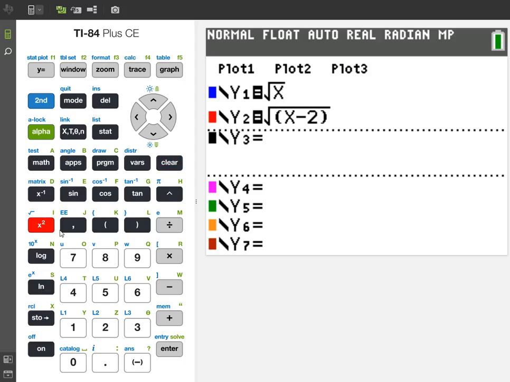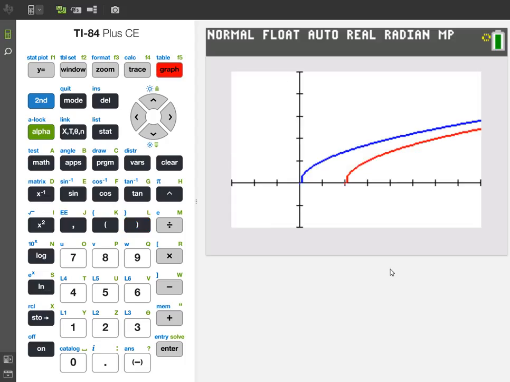Square root of x. What am I going to do? I want to slide it to the left by 2. Plus 2. X minus -2, which is the same as plus 2. And sure enough, it's left by 2. Okay, now this is tricky.